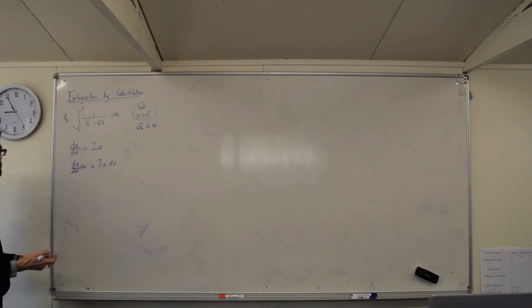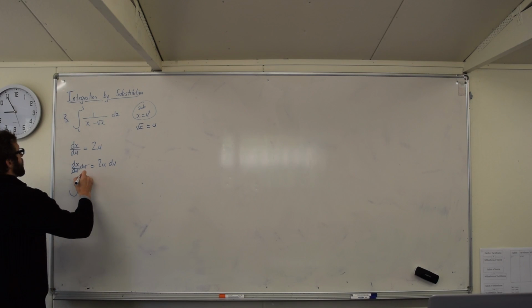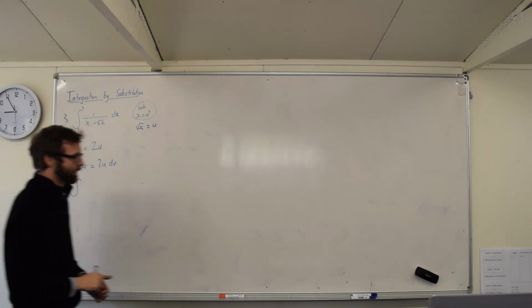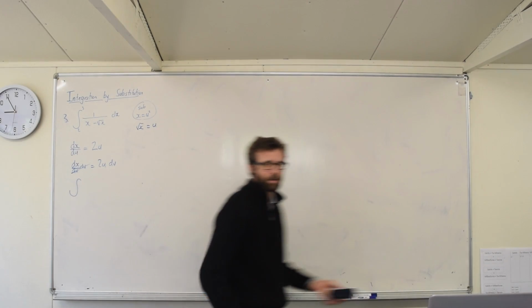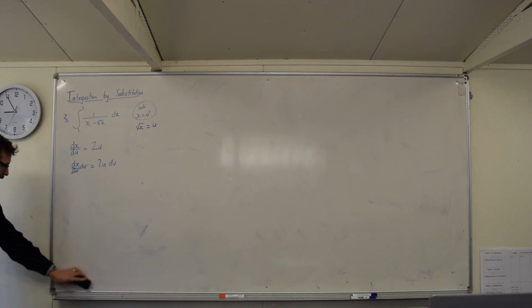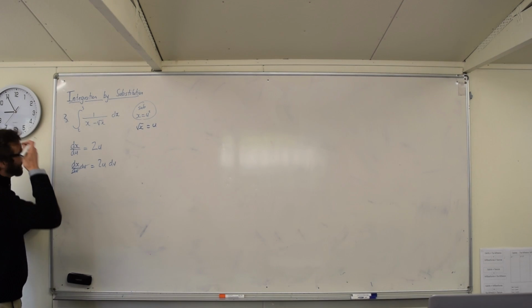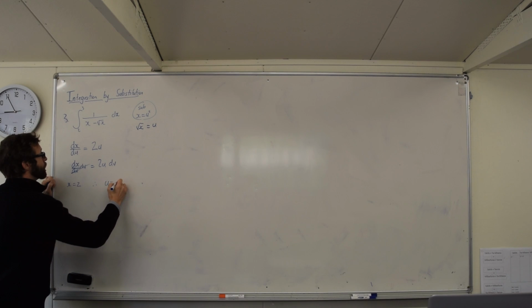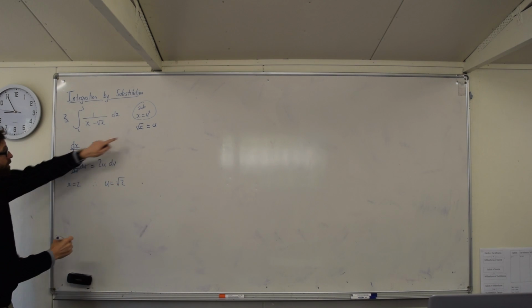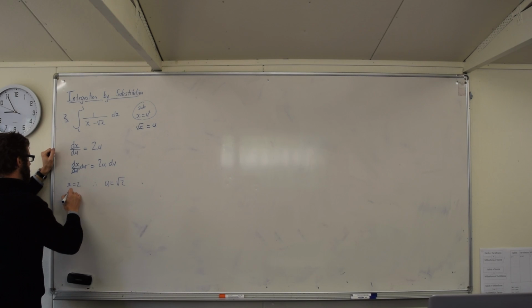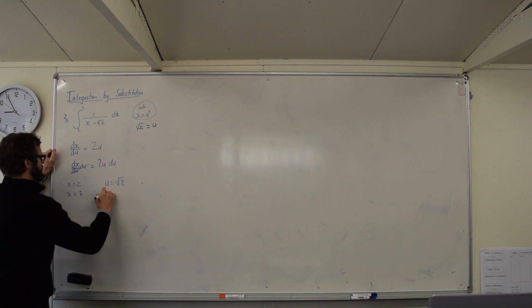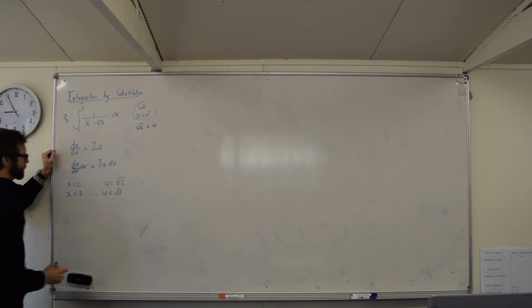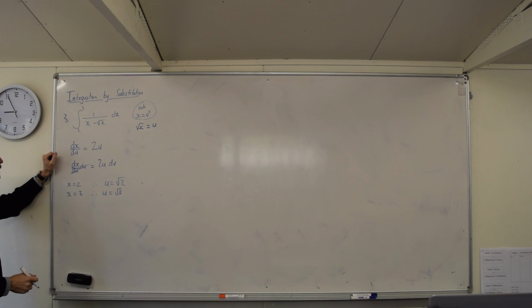Okay, we're now ready to sub in. Oh, wait, we're not. Ishan, what do we need to do here? Something I've forgotten. Find the new ranges. Thank you. Okay, so a new limit. So x equals 2, therefore u equals square root 2. x equals 3, therefore u equals square root 3. Okay.